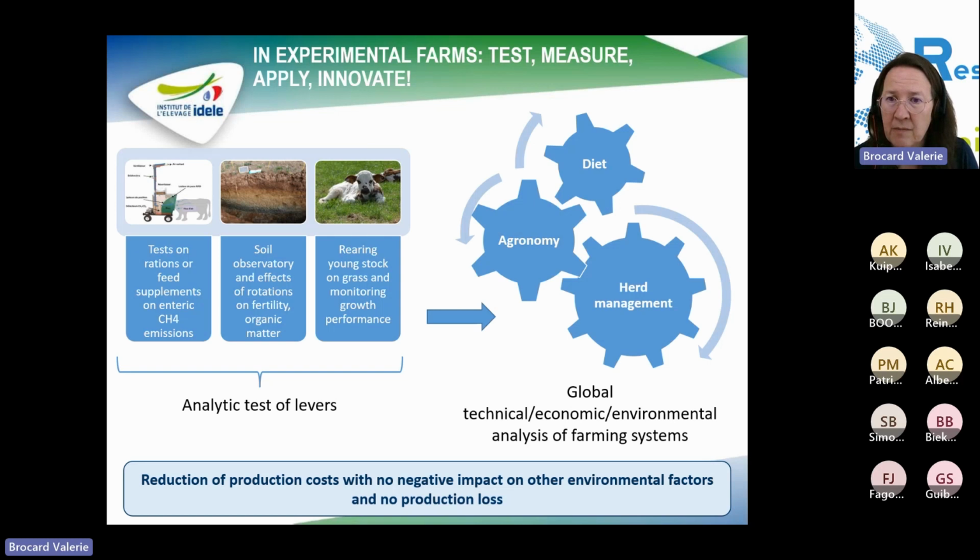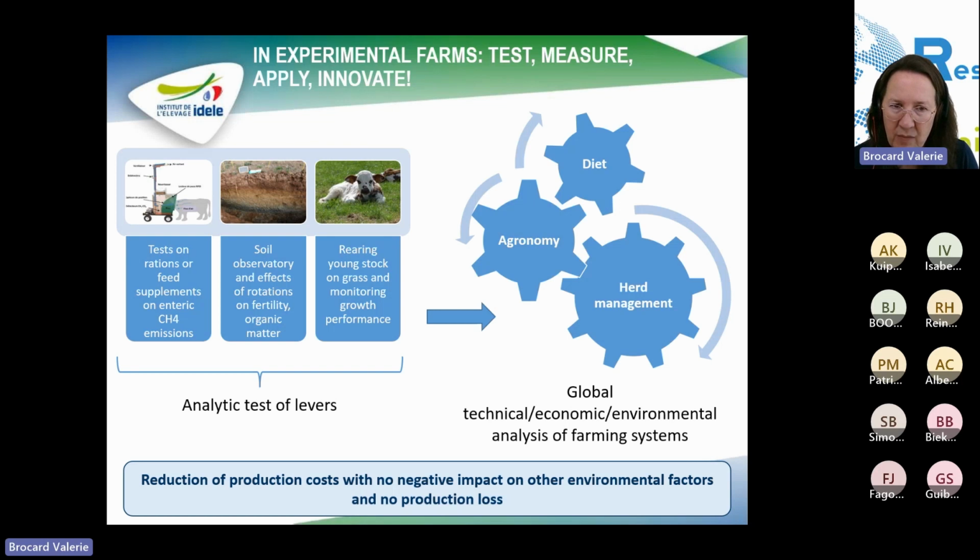And then on the same farm, you can try to combine these different levers to reach a low carbon system in a consistent way, to create your low carbon prototype by optimizing all the levers at the same time. It's important in these experimental farms that we can prove to the farmers that we can implement a low carbon strategy without increasing the production costs, with no other negative impact on the other environmental factors like water quality or air quality, and with no production loss.